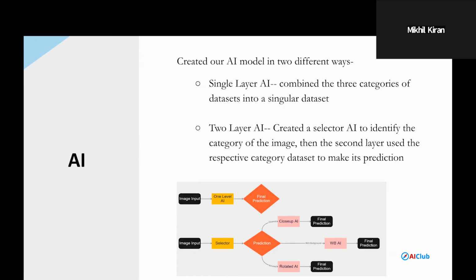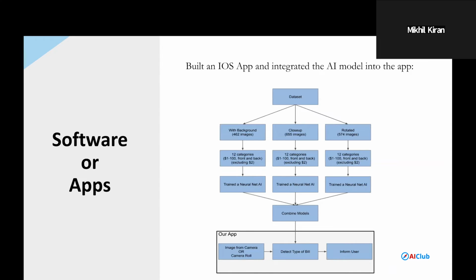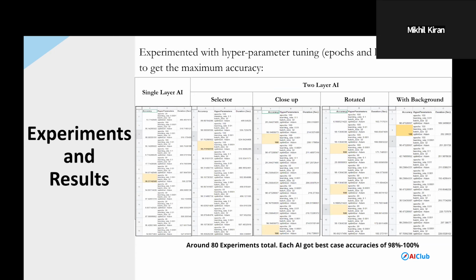We also built an iOS app and integrated the AI model into the app. The diagram on the slide is a quick diagram of our AI model and how it got integrated into our app. We also experimented with the epochs and learning rate hyperparameters in order to get maximum accuracies for our AI. There's a diagram on the slide for each one of our AIs and all of the experiments that we did. Each of our AIs got best case accuracies of 98 to 100%.